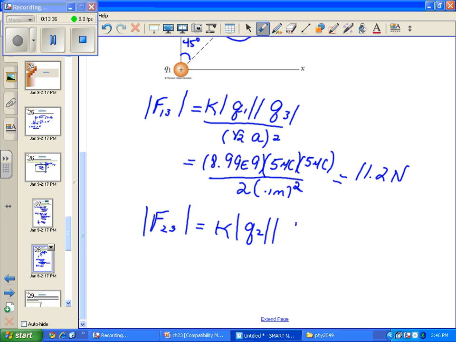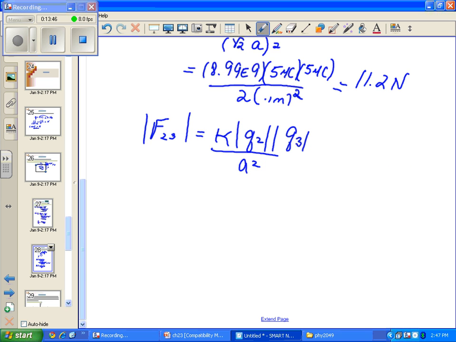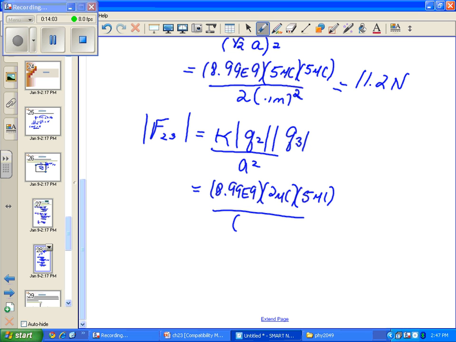Okay, magnitude of Q2 times magnitude of Q3 divided by, this time, A squared, since the distance between them is just A. Substituting our numbers, 8.99 e to the 9 times 2 microcoulombs times 5 microcoulombs. Notice there's no negative sign here. Very, very important that you keep that in mind. Divided by 1 meter squared, that gives us 8.99 newtons.